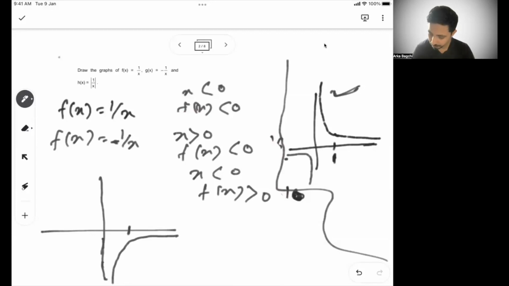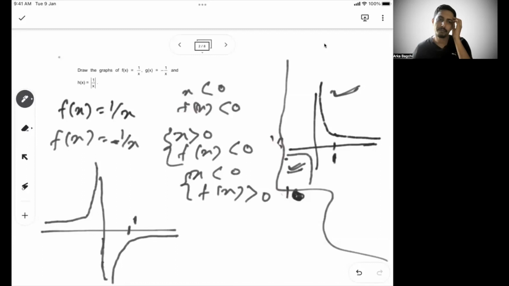So this is at 1. This top part, instead of going up, will come down because x is positive and y is negative. So in this case, x positive, y negative, it will be in the fourth quadrant. Similarly, in this case, x negative, y positive, so it will be in the second quadrant. So this section will be shifted like this, right? This is the graph of minus 1 by x. So this is f(x) equal to minus 1 by x.